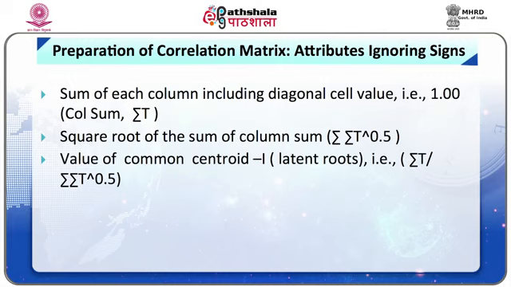At step number 3, sum each column including diagonal cell values, that is, the column sum. The 4th step is the square root of the sum of the column sums, and at the 5th step, the value of common centroid 1 is obtained. Latent root, that is summation t divided by summation t hat.